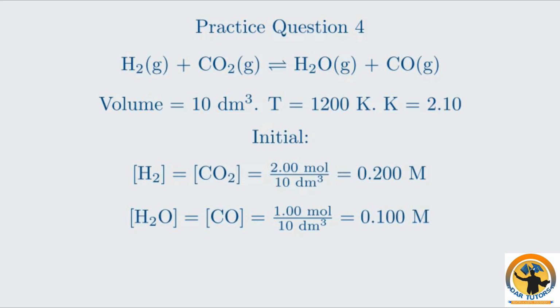The equilibrium constant K is 2.10. We need to find the final equilibrium concentration of each gas. Notice we have non-zero initial concentrations of products. This means we must first determine which way the reaction will shift to reach equilibrium. We do this by calculating the reaction quotient, Q.